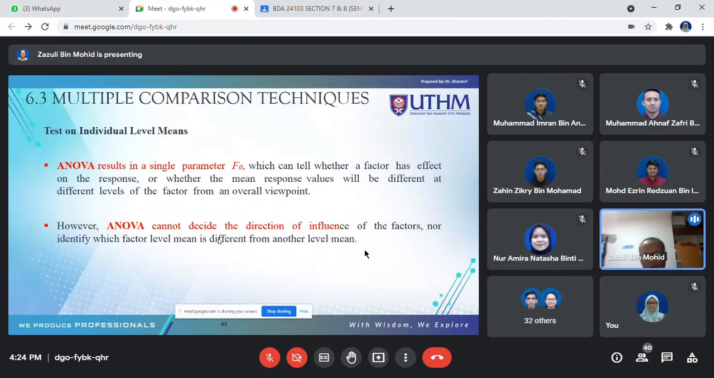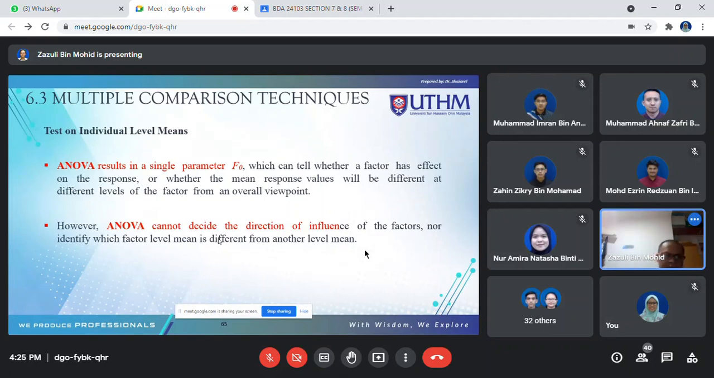This technique is used to test on individual level means. From the previous study, we already studied about the F table. In ANOVA, we are also looking at the F value. We call it a single parameter F in this subchapter. From the F, it tells us whether a factor has an effect on the response or not. It was already explained in chapter 5, I think.